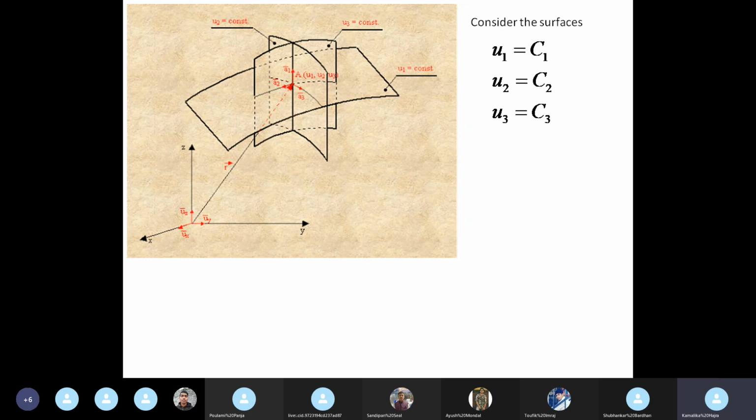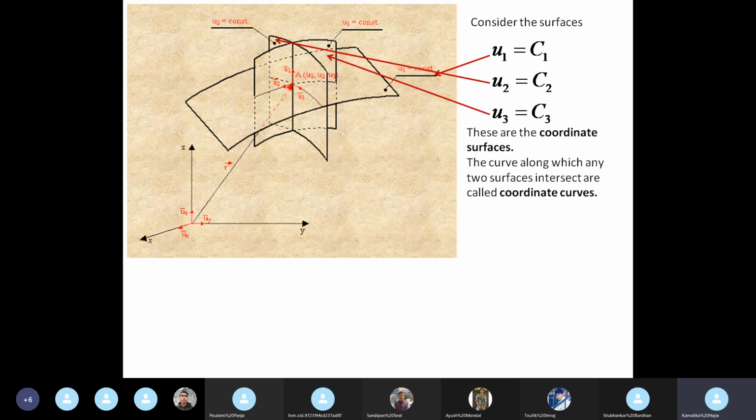So suppose we consider the surfaces as indicated in the diagram, u1 equal to constant, u2 equal to constant, and u3 equal to constant. They are the coordinate surfaces. The curves along which any two surfaces intersect are called the coordinate curves. So here, these are the coordinate curves.